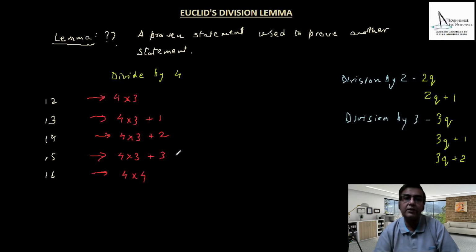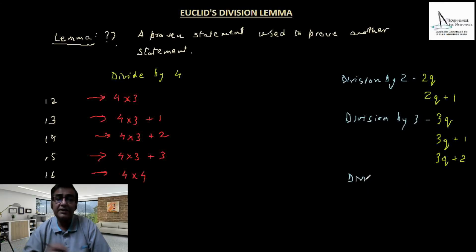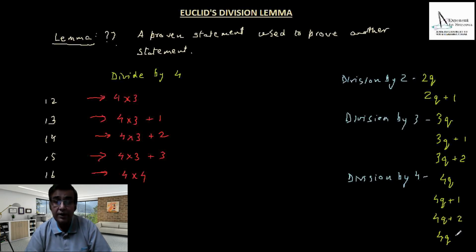And again, if we continue, it will be 4 times the quotient plus 1, plus 2, plus 3, and so on. So let me write this also on the side: when we are doing division by 4, we can write it in the form 4q, or 4q plus 1, where there's a remainder of 1, 4q plus 2, where there's a remainder of 2, and 4q plus 3, where there's a remainder of 3.